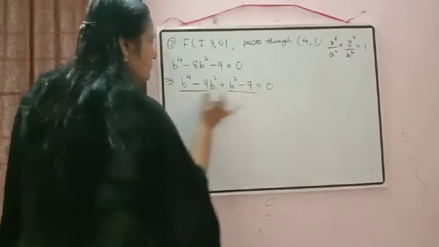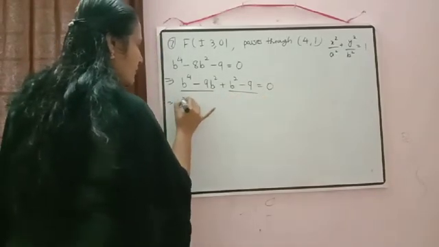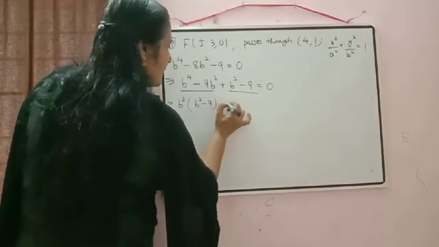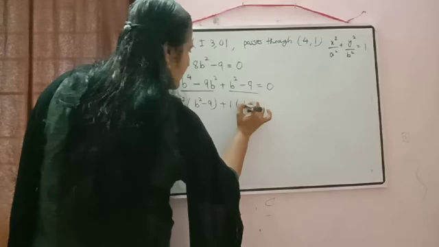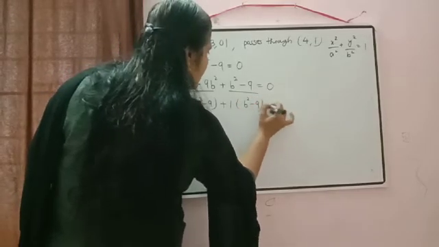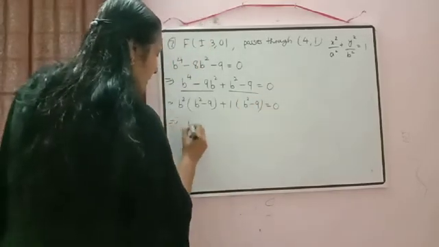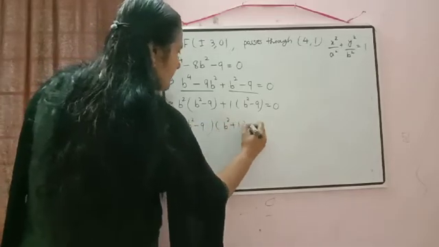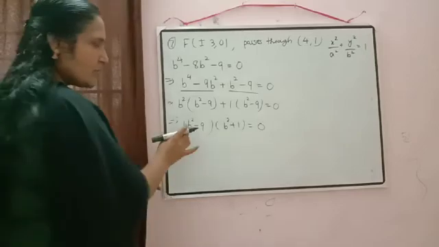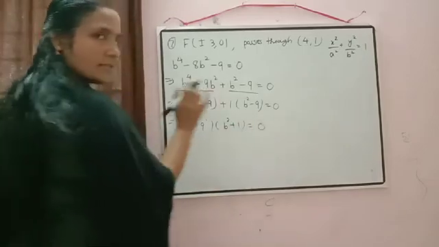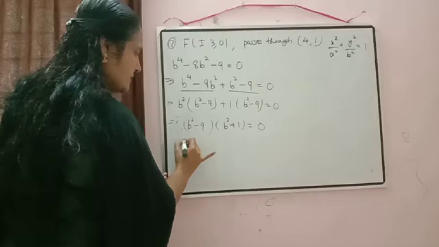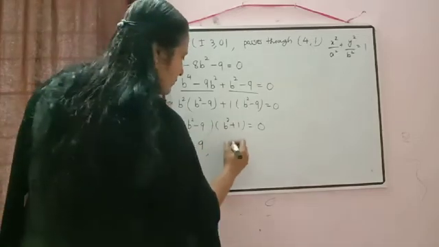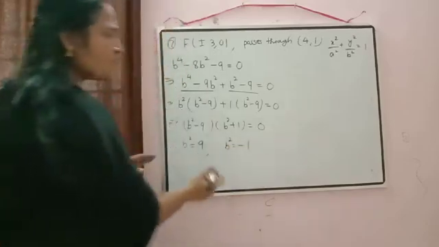Common factor in the first two terms, b square taken outside. Inside the bracket what will remain? b square minus 9. Plus here common factor 1, so b square minus 9 is equal to 0. Then we will get b square minus 9 into b square plus 1 is equal to 0. So either this expression is equal to 0 or this one is equal to 0. If this is equal to 0, then we will get b square is equal to 9. And here we get b square is equal to minus 1.